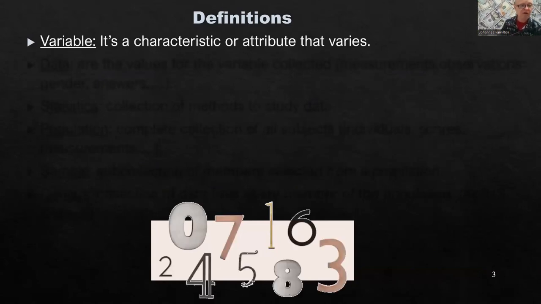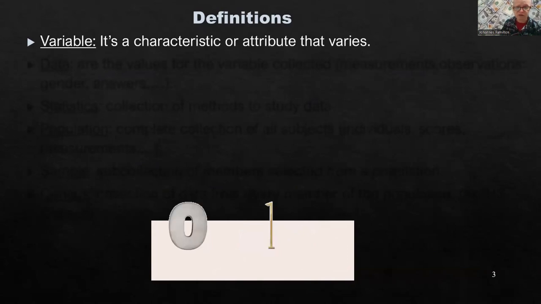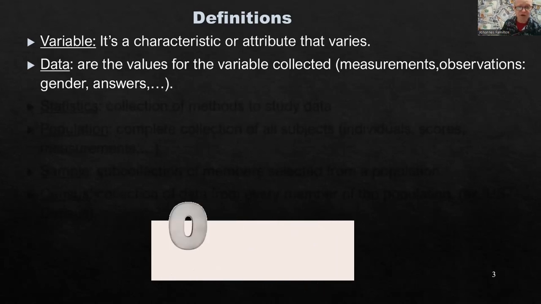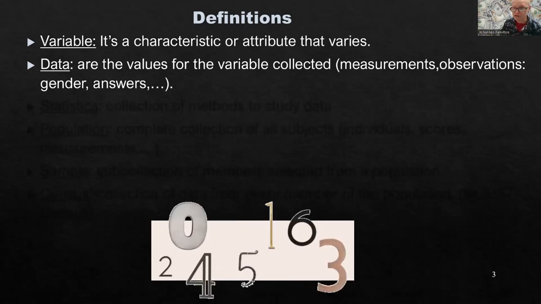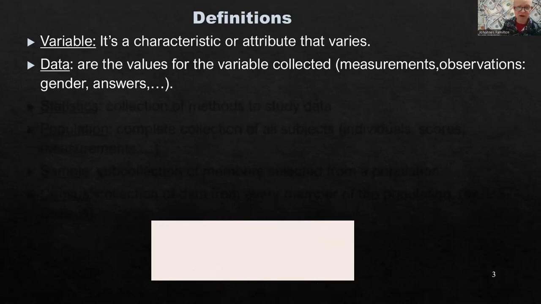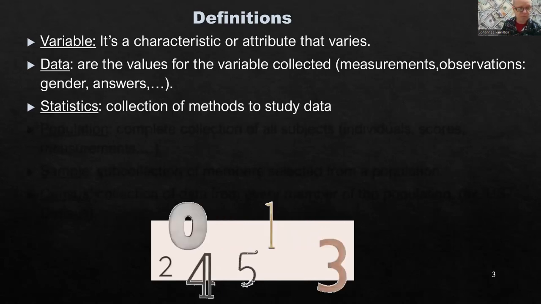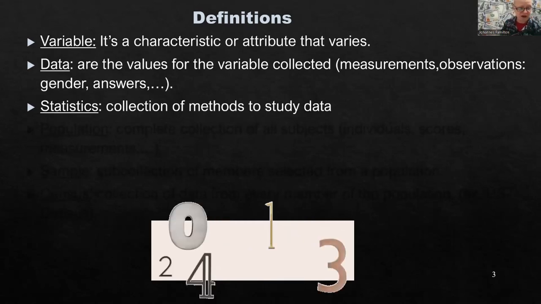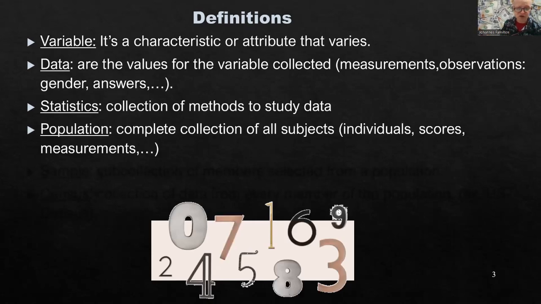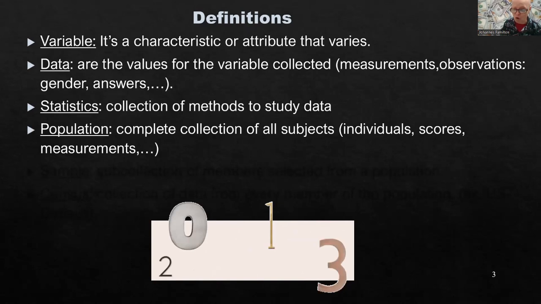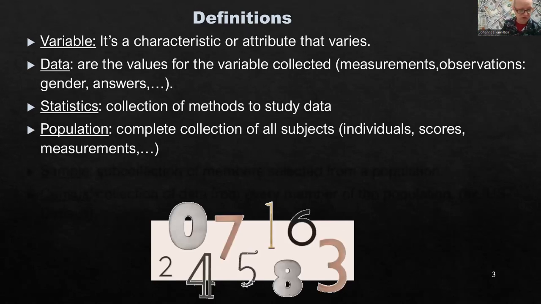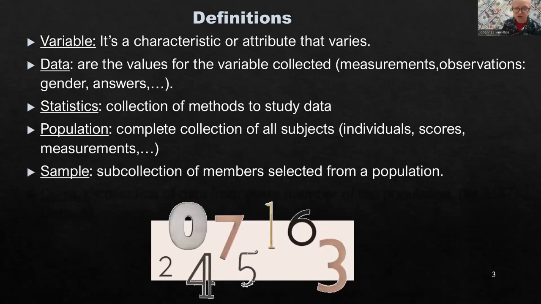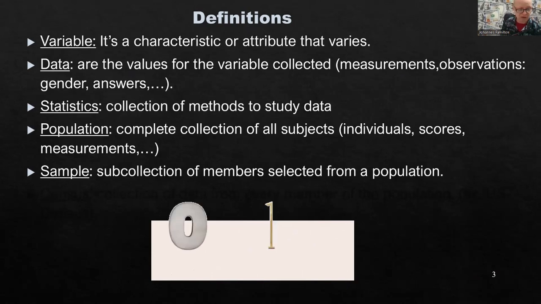Definitions. Again, variable: a characteristic or attribute that varies. Data are the values for the variable collected: measurements, observations, gender, answers, etc. Statistics: a collection of methods to study data. Population: the complete collection of all subjects, individuals, scores, measurements, etc. Sample: a subcollection of members selected from a population.